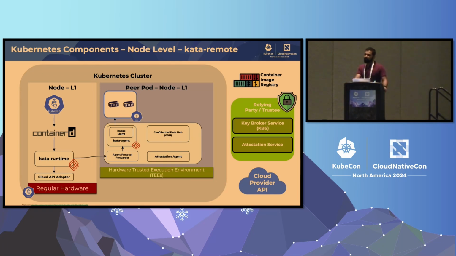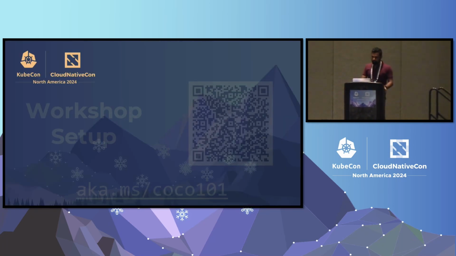And so Kata Remote becomes the obvious choice for most people, because with this technology, all the cloud provider has to do is enable the regular VMs with the confidential technology. Be it with Intel TDX, be it with confidential GPUs, doesn't matter, right? Anything that comes into the picture, the Cloud API adapter is ready to start that VM's queue. So yeah, we'll use this today.